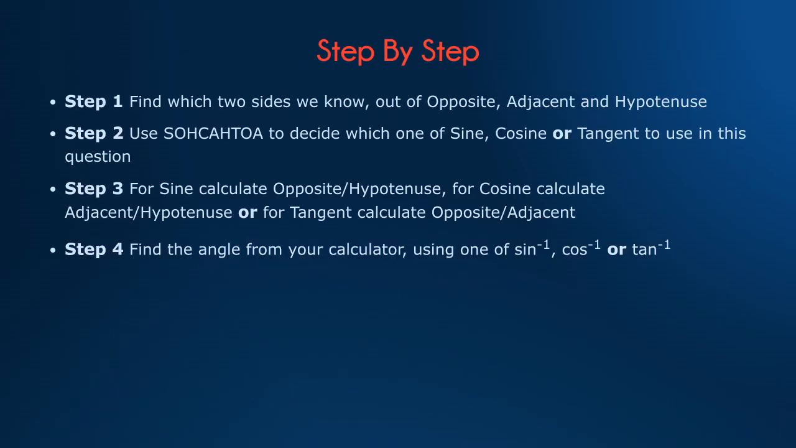Let's look at the 4 steps again. Step 1. Find which two sides we know out of opposite, adjacent, and hypotenuse. Step 2. Use SOHCAHTOA to decide which one of sine, cosine, or tangent to use in this question. Step 3. For sine, calculate opposite divided by hypotenuse. For cosine, calculate adjacent divided by hypotenuse. Or for tangent, calculate opposite divided by adjacent. Step 4. Find the angle from your calculator using one of inverse sine, inverse cosine, or inverse tan.